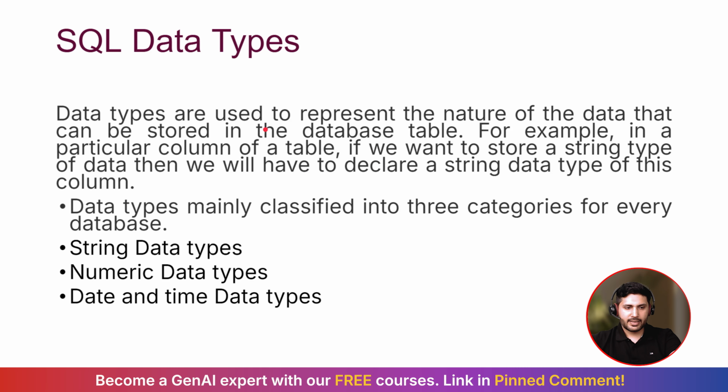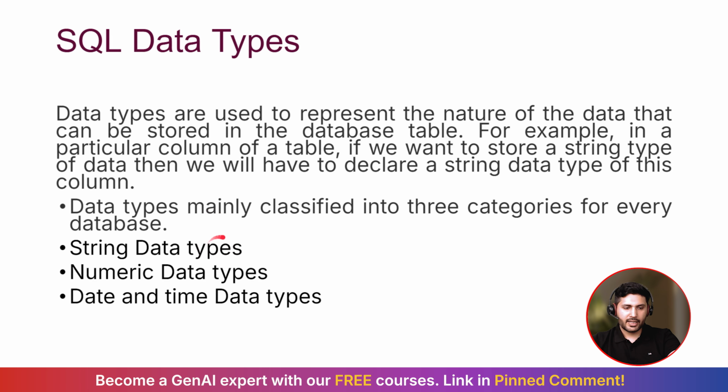Now, once we are clear with this, let us see the data types that we have in SQL. SQL data types represent the nature of the data that is coming up. If I have my name written, it will be of varchar or string data type, which defines that the nature is alphabetic or in string format. If I have my age, it will be int because it is a number format. So for example, in a particular column of a table, if we want to store string type data, then we have to declare a string data type for that column. So you have to tell what data type you want to store. Data types are mainly classified into three categories for every database.